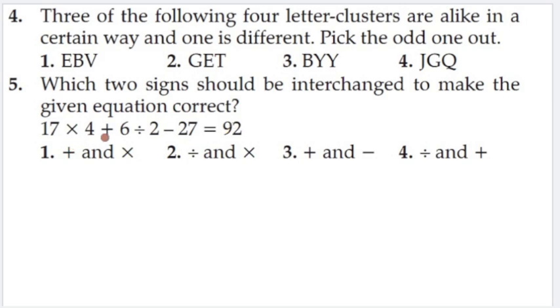So if we see this equation, 17 into 4, it comes around in the 60s, like 68. So 68 plus 6 divided by 2, it is 3, and minus 27. So from 68, if we again minus 27, it should go even less. So we should get 92. So what we have to do, obviously this minus sign should be changed.